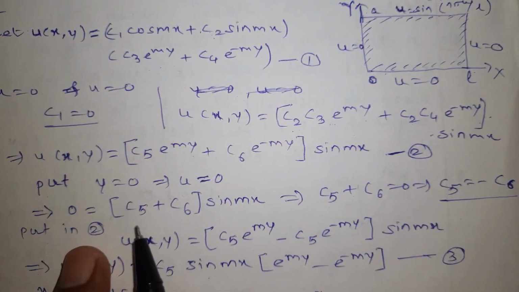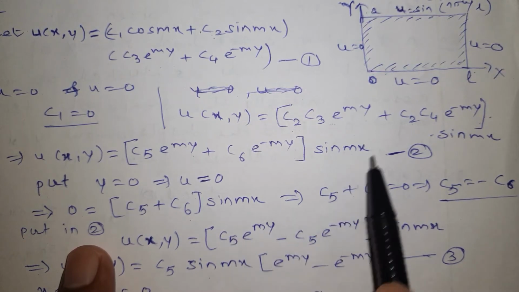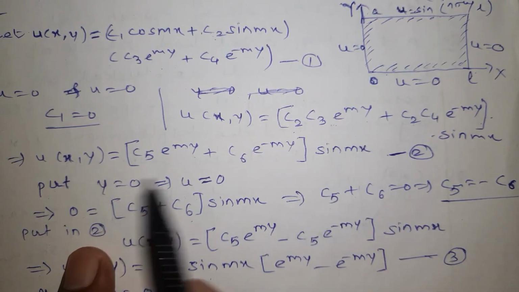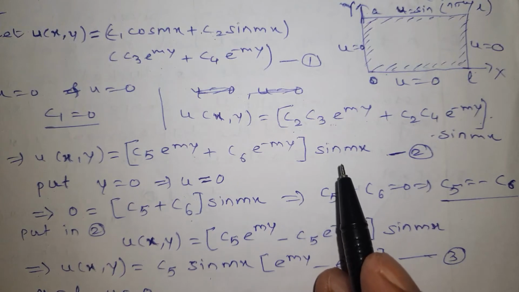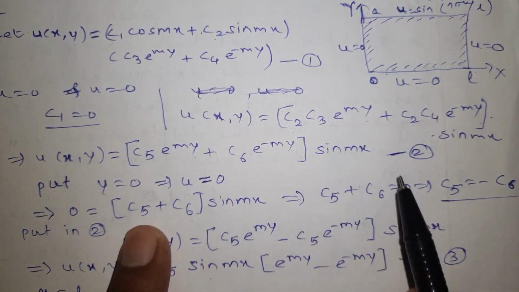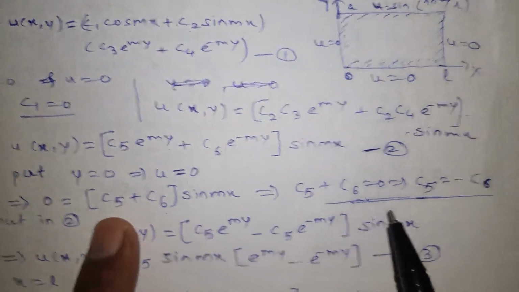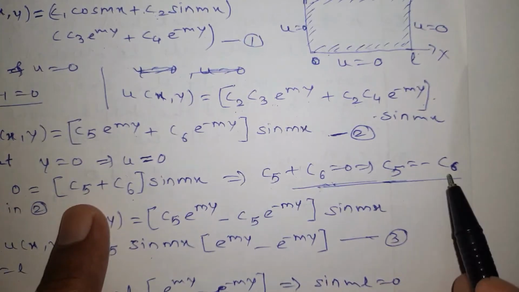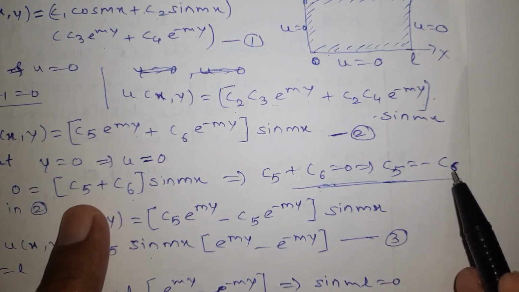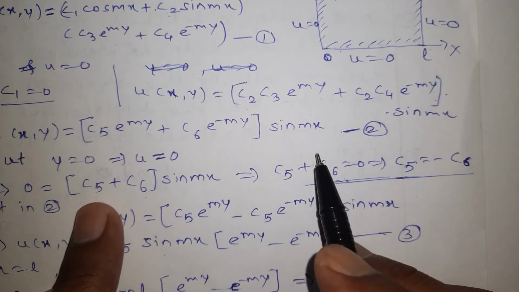Either C5 plus C6 equal to 0 or sin mx equal to 0. But sin mx can never be 0. If I take that equal to 0, then my whole solution becomes 0 from equation second. Understood? So here C5 plus C6 equal to 0. So from this I get the value of C5, or you may say C6. You may say that C6 is equal to minus C5 or C5 is equal to minus C6, and you will get the answer. Okay. So put these values in your equation second.